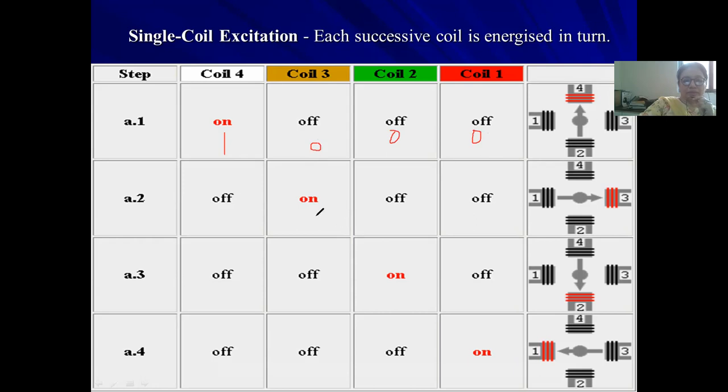Similarly for coil 3, this will be 1, this will be 0, and so on and so forth. Here we can write it as 0, 0, 1 and 0. And the last, this will be 0, 0, 0, and this will be 1. Now, this is the binary pattern which we need to transmit to the port of microcontroller so that the motor will rotate in the clockwise direction.